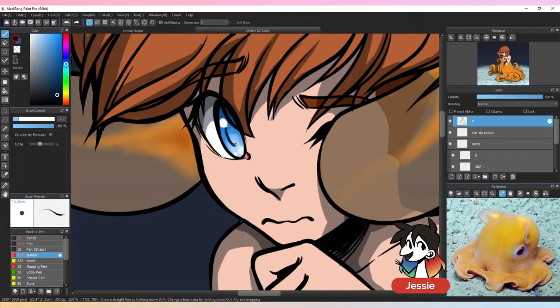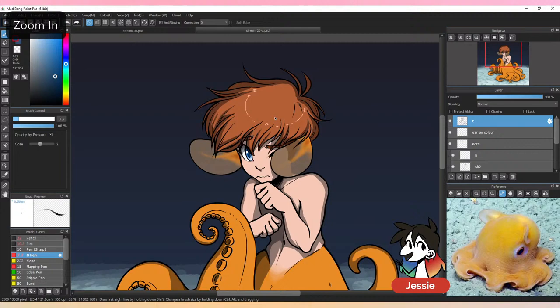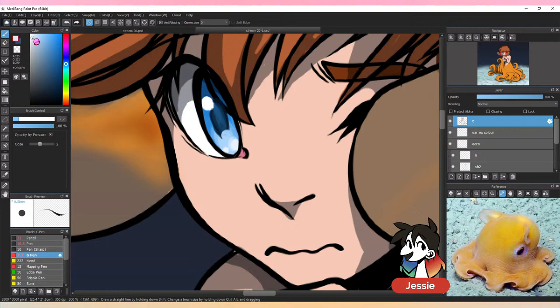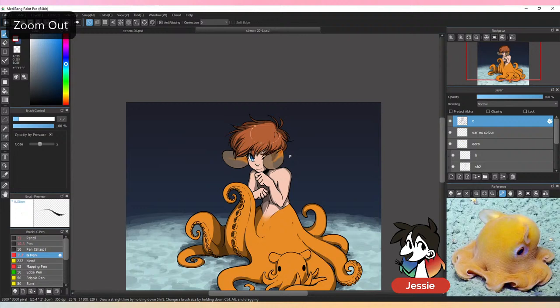Usually I don't make my pupils completely black. I know that's not accurate, but I usually like to add a little bit of color in the middle, just because I think it's fun. I know that's not very accurate or whatever, but it's more fun that way, I guess. Okay.